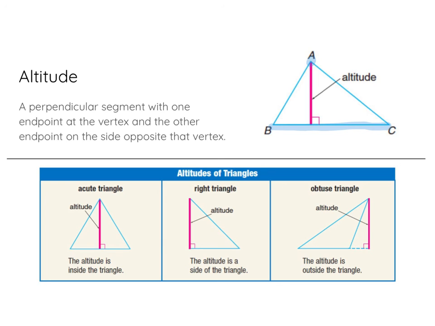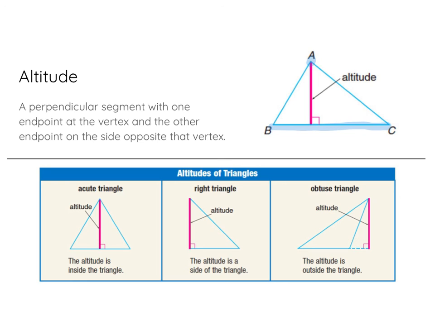And because it has to form a right angle, if you look below this, we have some different scenarios. So in an acute triangle, right, it's going to go straight top to bottom. So it's going to be inside the triangle. Okay, but in a right triangle, because you have to go from the vertex to form perpendicular with the side, it's going to go right along the side of the triangle.